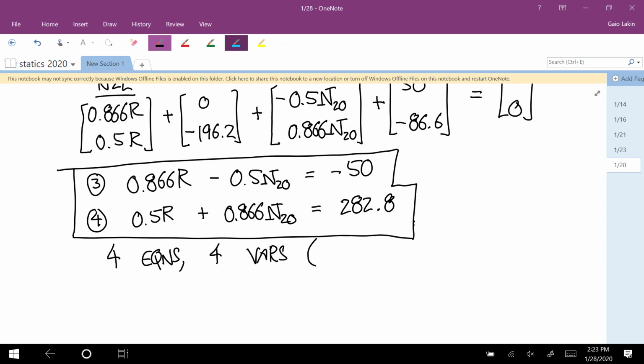So the four variables are, what do we have? F, R, N50, and N20. So we should be able to solve it as long as, I mean, it's possible that one or more of those equations is a linear combination of other equations. And then when you plugged it into your calculator, it would say no solution.